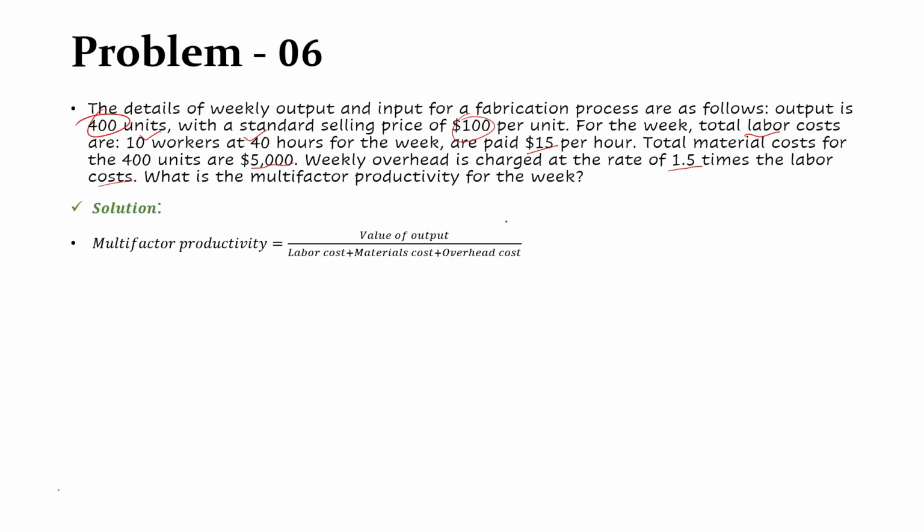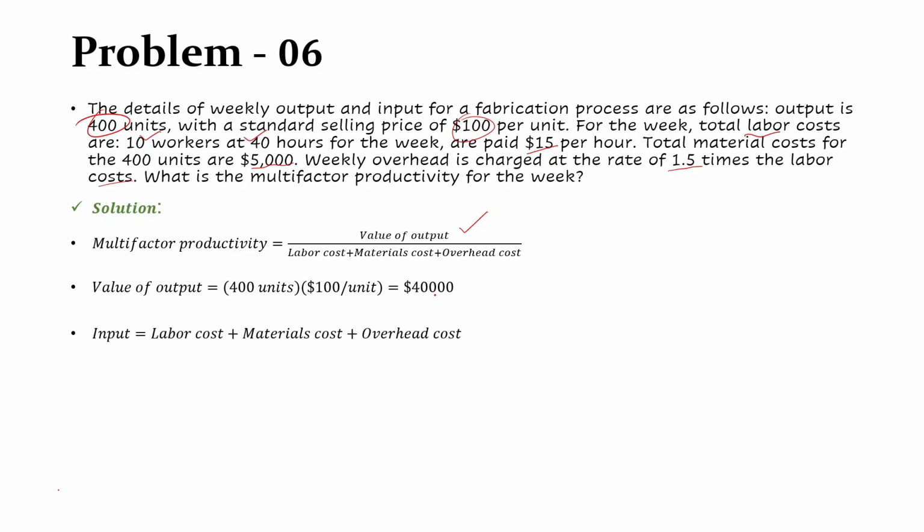We know the formula for the multi-factor productivity, which is the value of the output divided by the sum of labor cost, materials cost, and overhead cost. The value of the output can be calculated by multiplying the number of units with the price of each unit. So we have the value of output as $40,000. The value of input is the sum of labor cost, material cost, and overhead cost.